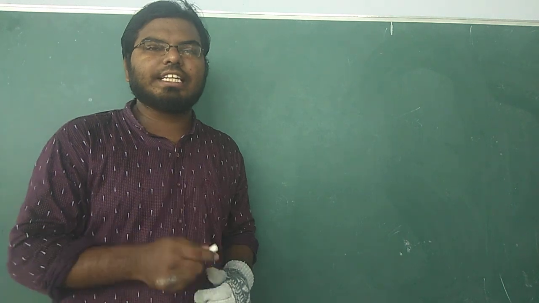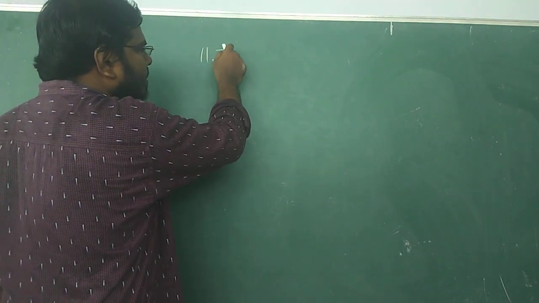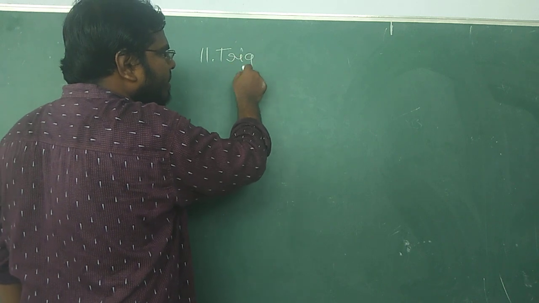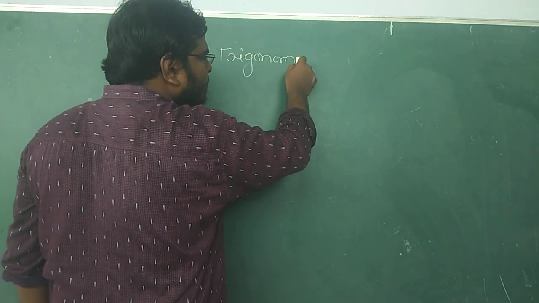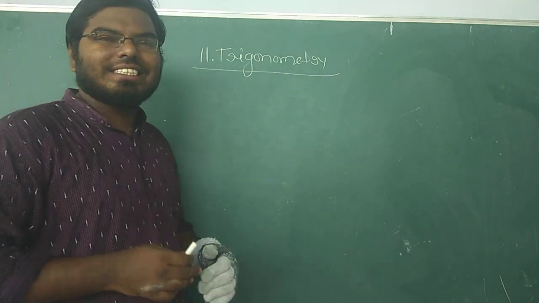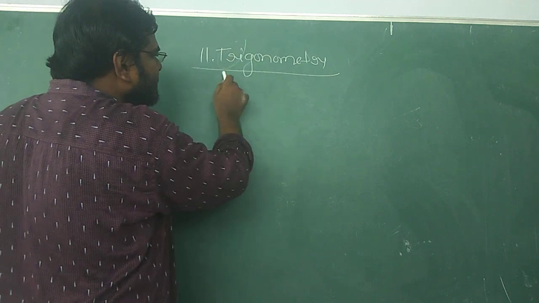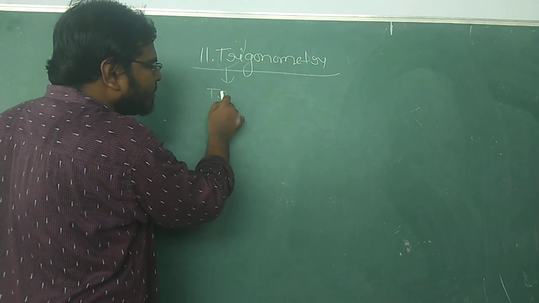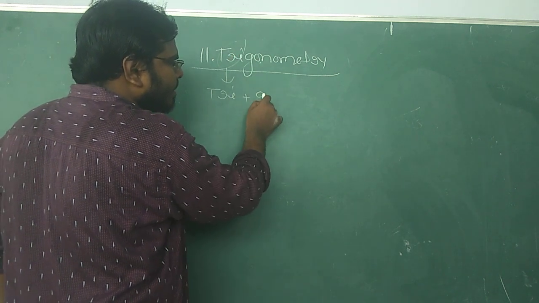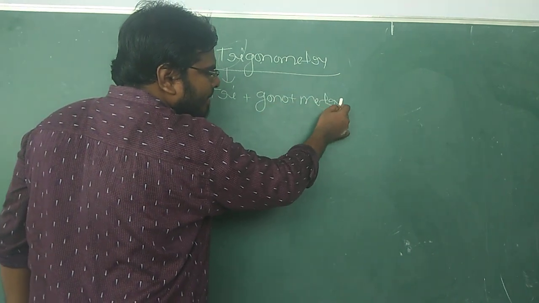Okay? It is the 11th chapter in our paper 2. The chapter name is trigonometry. Now, first understand the chapter name. I divide this chapter into three parts. First is trig, another is gono, the next one is metry.